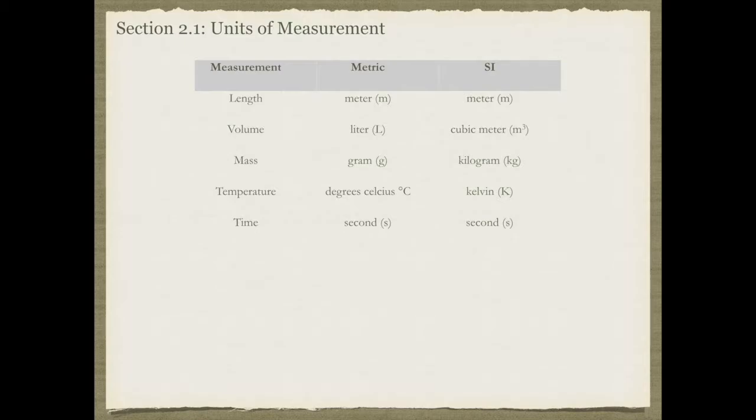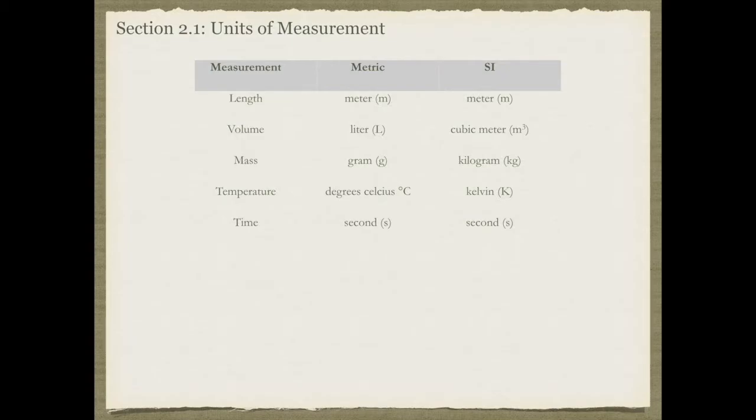For length, the metric unit is meters, and it's meters as well for SI units. For volume, it's liters for metric, while it's cubic meters for SI. For mass, it's grams for metric versus kilograms for SI. For temperature, it's degrees Celsius versus Kelvin for SI. And then finally, for time, it's seconds for both of them. So those are the units that we're going to be using extensively.